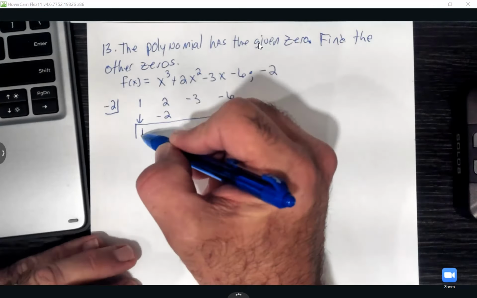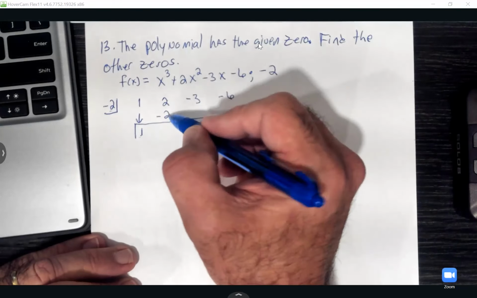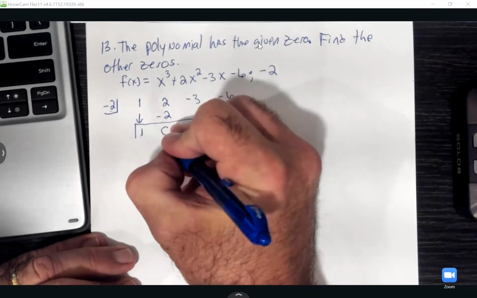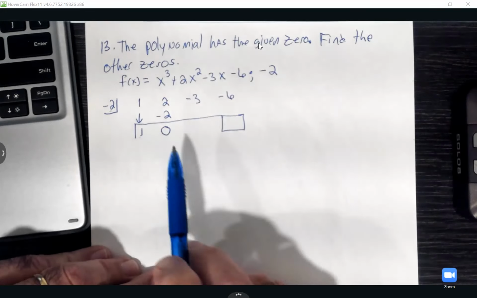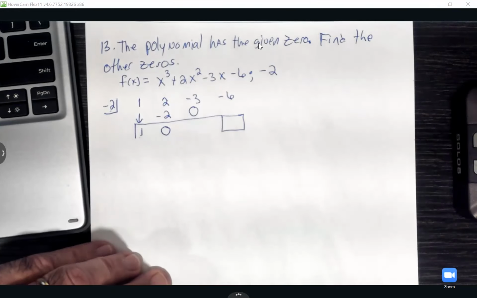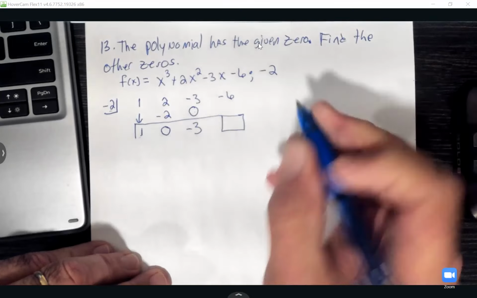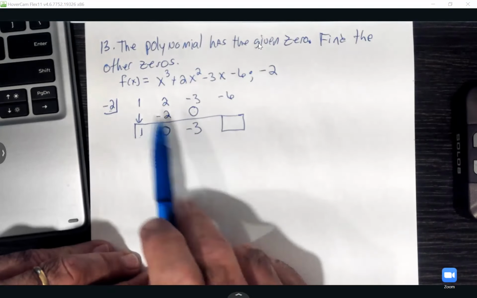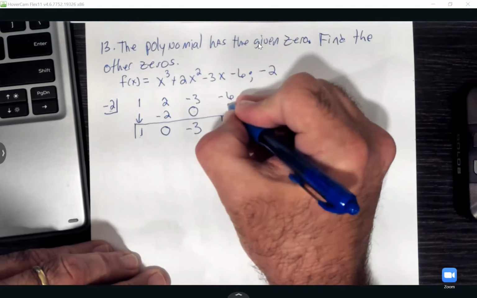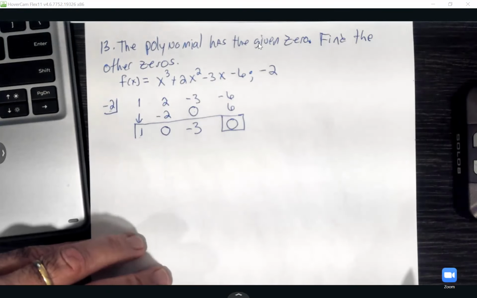All righty, y'all. So here we go. Bring that 1 down. 1 times -2 is -2. 2 and -2 gives me a 0. 0 times -2 is 0. -3 plus 0 is -3. And y'all, here we go. -3 times -2 is a +6, which gives me a 0 remainder.